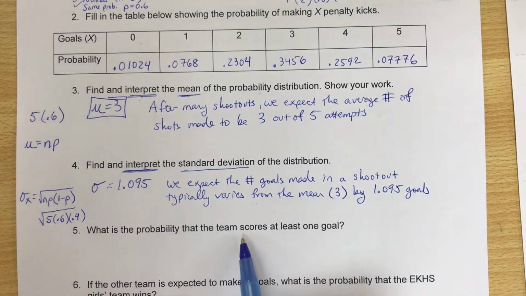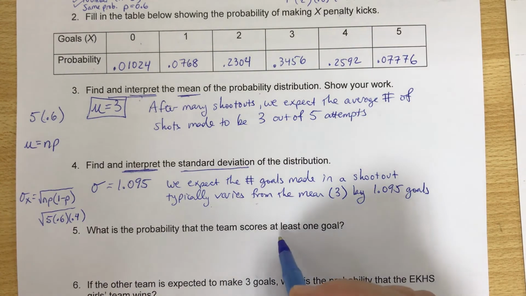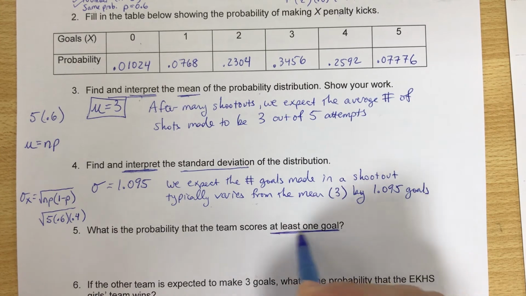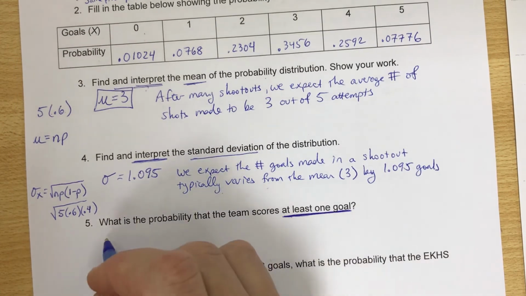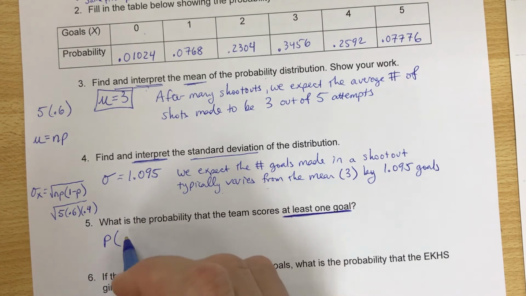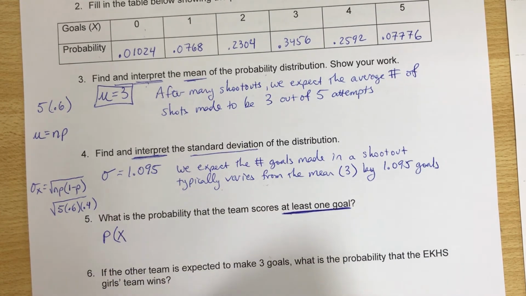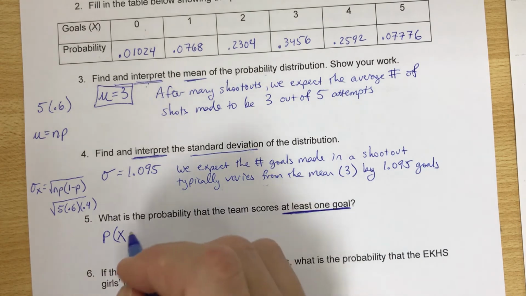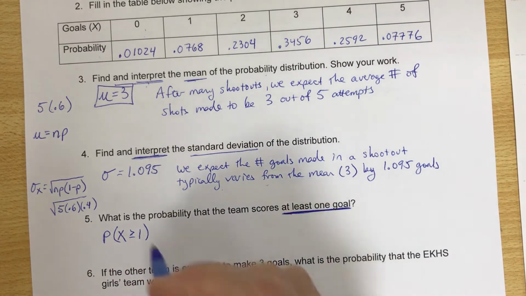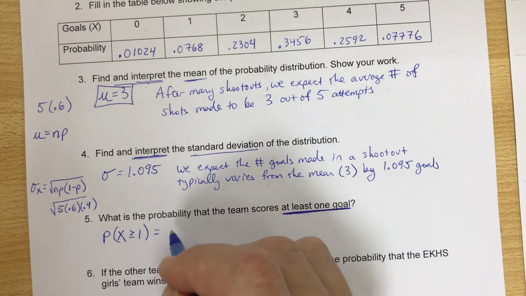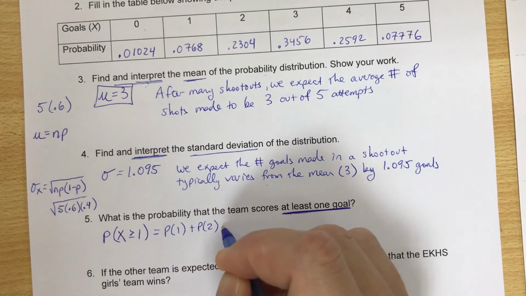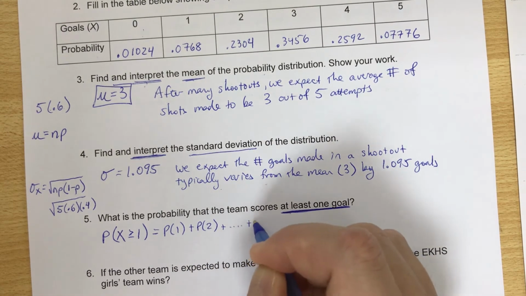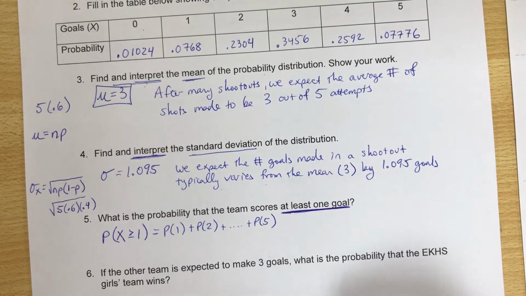Number 5, what's the probability that the team scores at least 1 goal? Now, there's a couple of ways that we can do this. We're saying that x, in the problem, is the number of makes. The probability that x is greater than or equal to 1. Now, the hard way is we could take the probability of scoring 1 plus the probability of scoring 2 all the way to the probability of scoring 5.